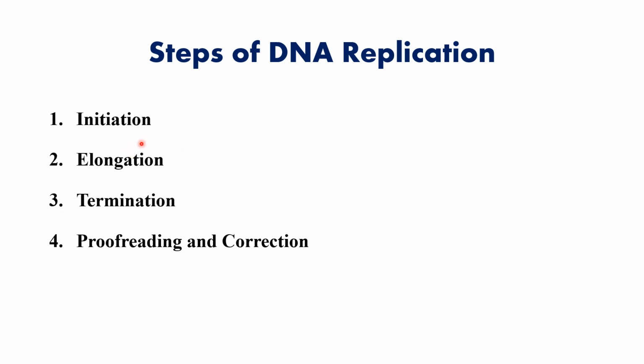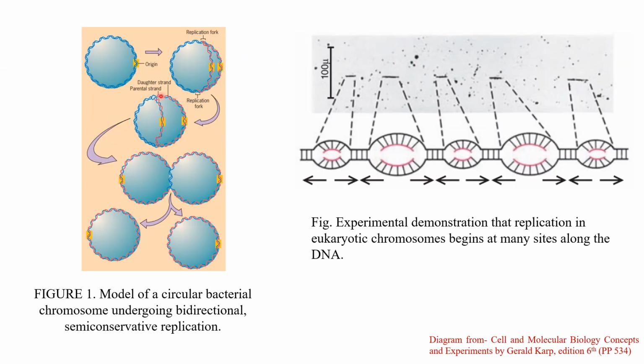Number 1 is initiation, number 2 elongation, number 3 termination, number 4 proofreading and correction. This is bacterial DNA, it is circular, and this is eukaryotic DNA, it is linear. DNA replication starts at a particular location. That location is called the origin of replication. In bacteria, a single origin of replication is present from where the DNA starts to unwind, while the eukaryotic DNA consists of several origins of replication where the DNA unwinding starts.